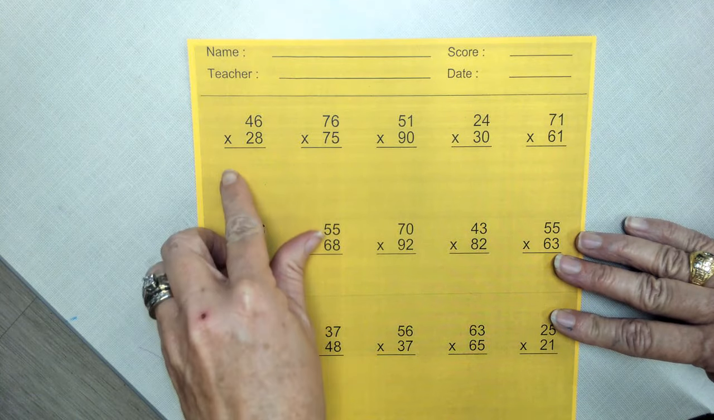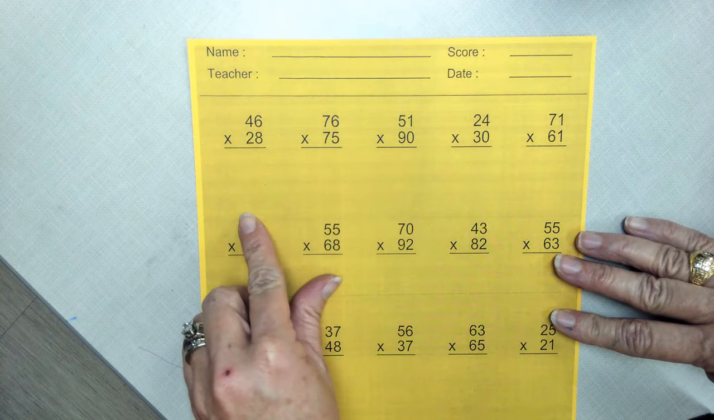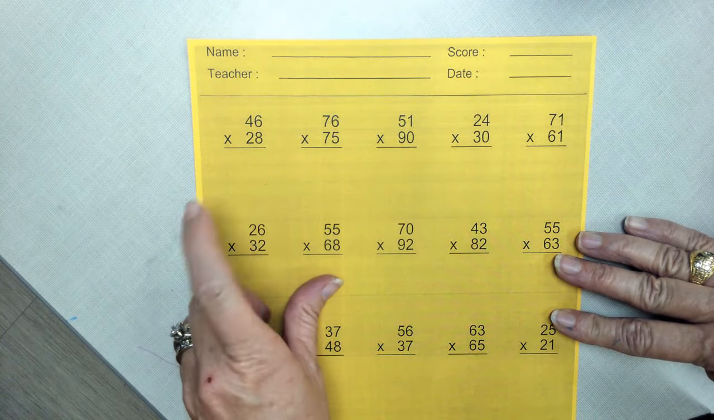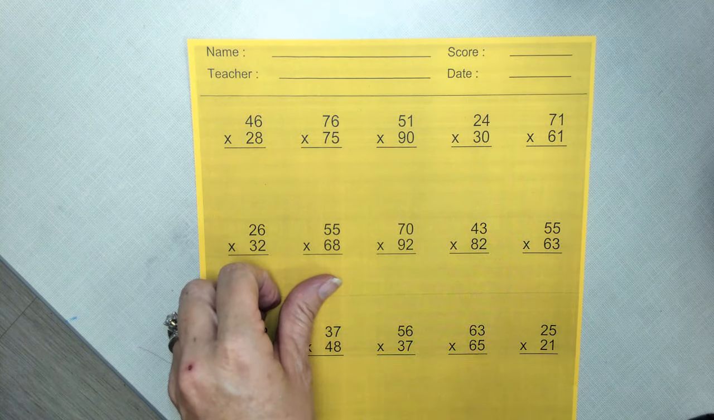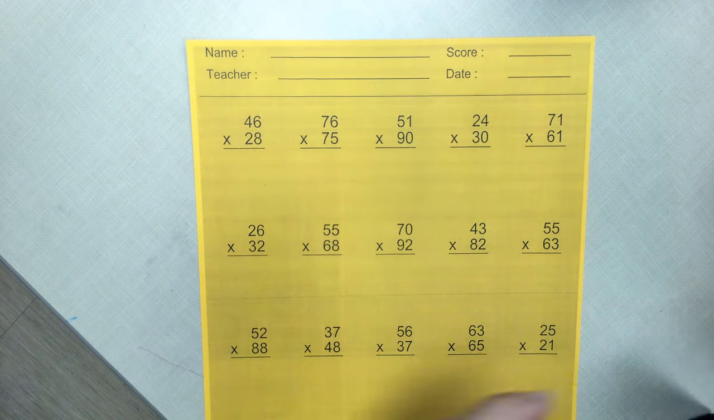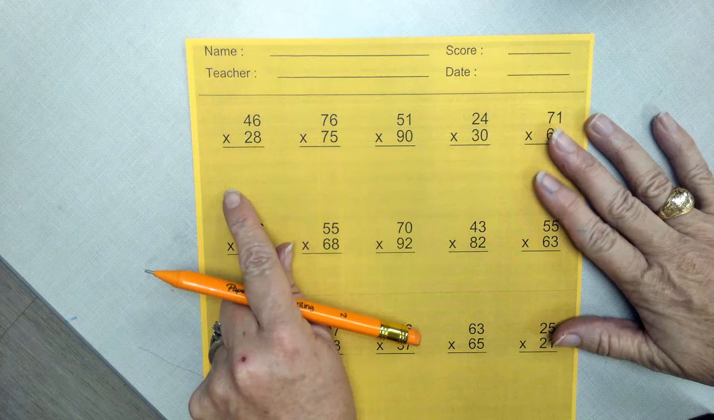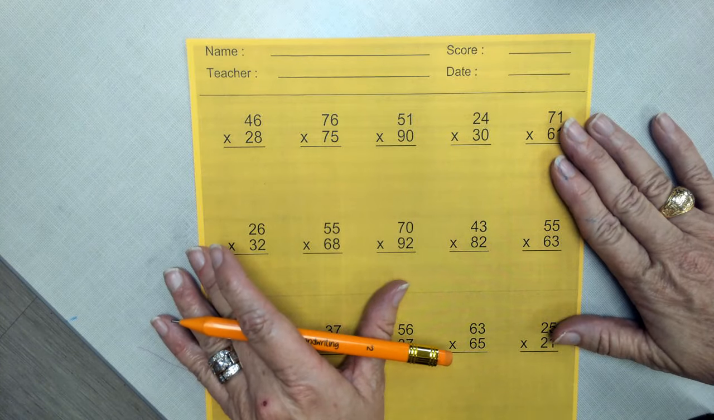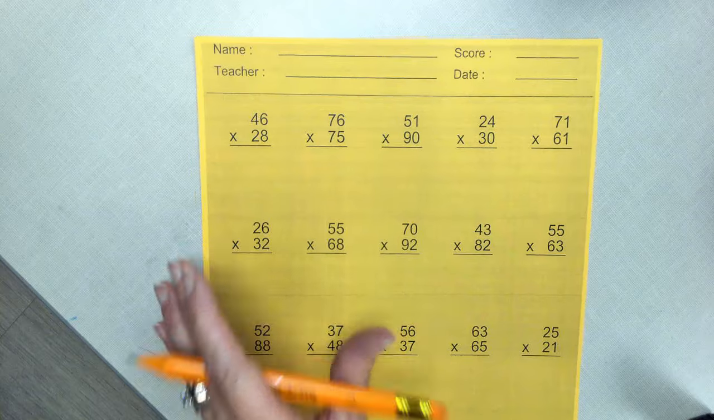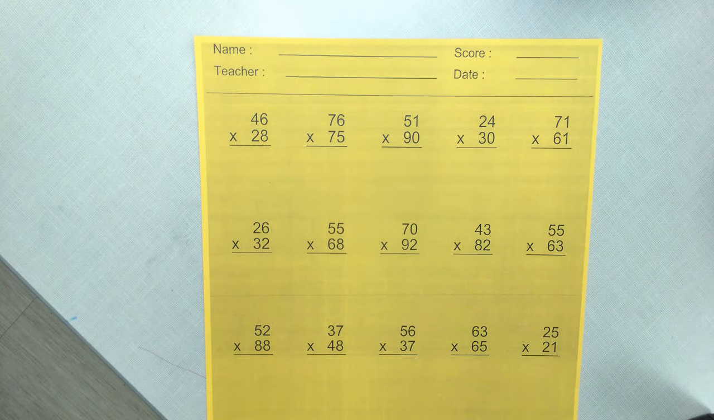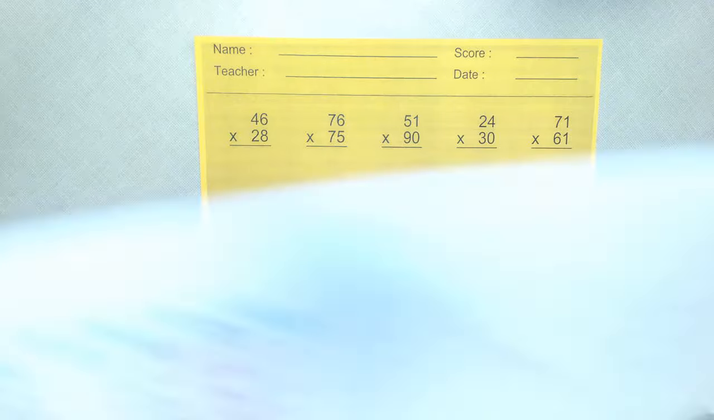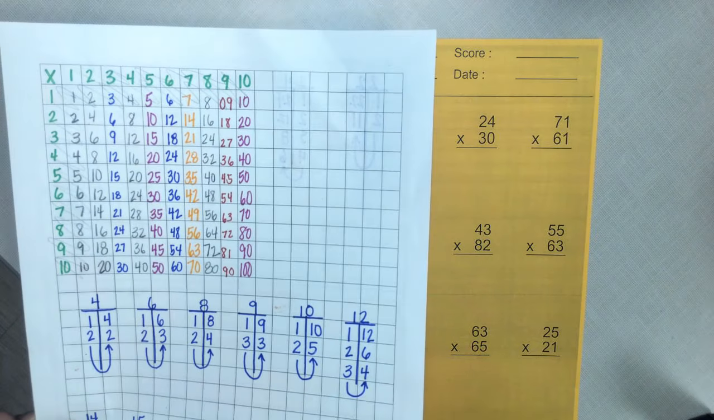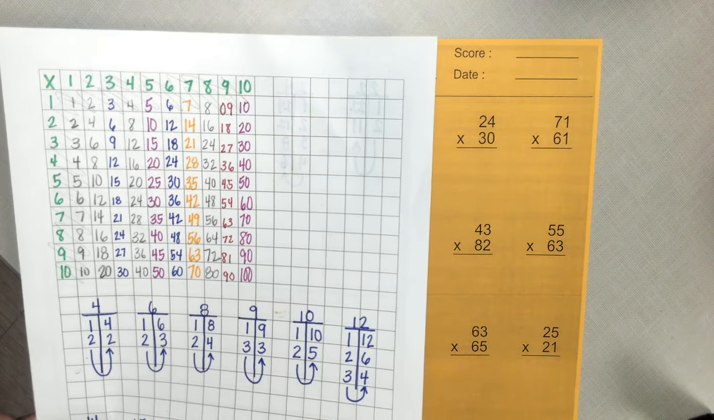So if you have a hard time writing on this paper, I would highly encourage you to go get graph paper or notebook paper at this time. So I'm going to go ahead and get started with the first row, and that's the only help I'm going to give you on this entire assignment. So you do have your multiplication chart that we've made this week that I would use as needed if you don't know your facts. This is supposed to be your go-to.